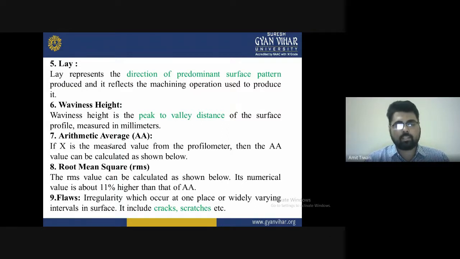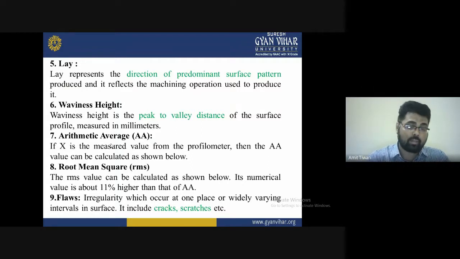Waviness height is the peak to valley distance of the surface profile, measured in millimeters. It is understood by the concept that the peak value will be increasing. If the peak value or distance increases, the surface profile will be measured, and you can measure it in millimeters. How many mm will be produced?